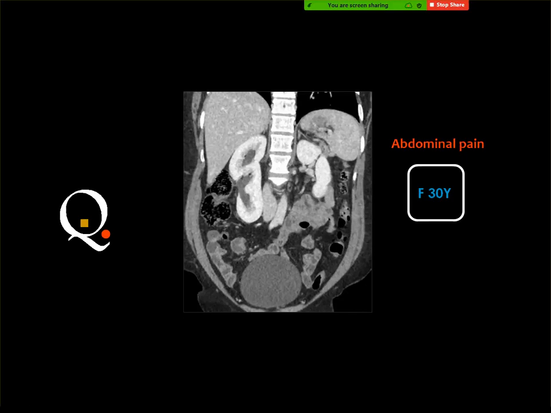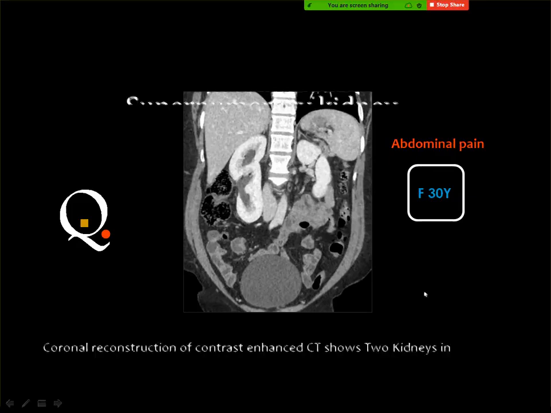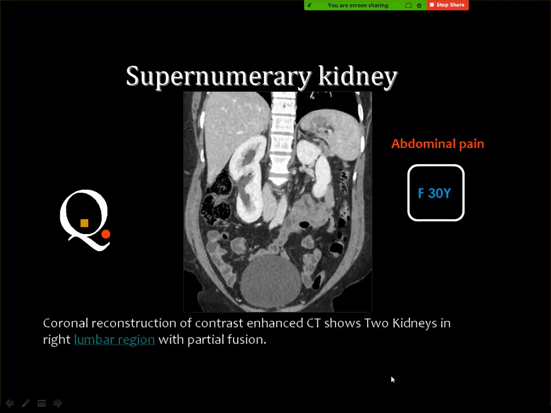Duplex kidney on which side? On the right side. Yes, the right side. But actually, there are two kidneys here and another third kidney on the left side, and this is one of the rare conditions where you can get three kidneys, and sometimes one of these kidneys is located in the thoracic cavity.